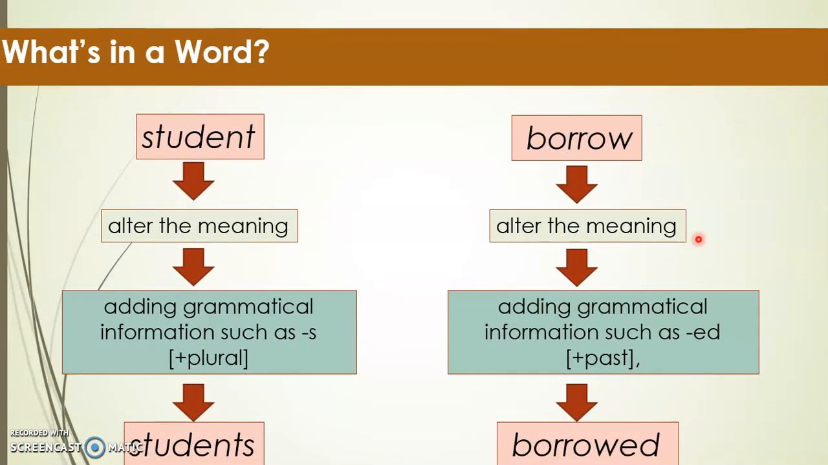So what's in a word? We know that we can have a word like student, but we can alter the meaning of student by adding grammatical information. In this case it could be plural s, and it becomes students. In a way we're altering it, say one person can be more. And the same with borrow. We can alter the meaning by adding grammatical information, such as ed, which shows past, to say borrowed. So we're going to analyze here the ways in which we can change either the meaning of a word or the grammatical function of the word by adding information.